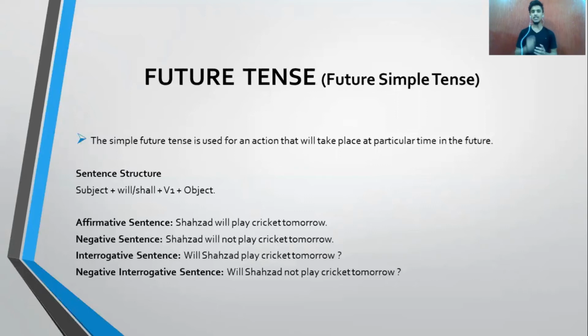In interrogative sentence, first we will put the helping verb and then the subject, then first form of the verb and then the object. Will Shehzad play cricket tomorrow? In negative interrogative sentence, first we put the helping verb, then subject, then not, because it's also a negative sentence, and then first form of the verb and then the object. Will Shehzad not play cricket tomorrow?